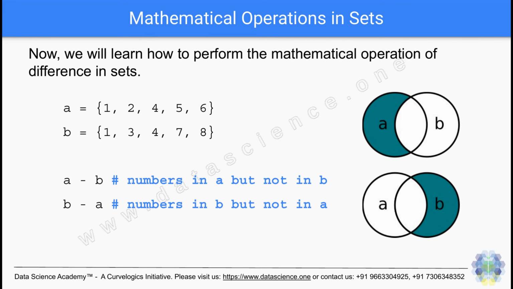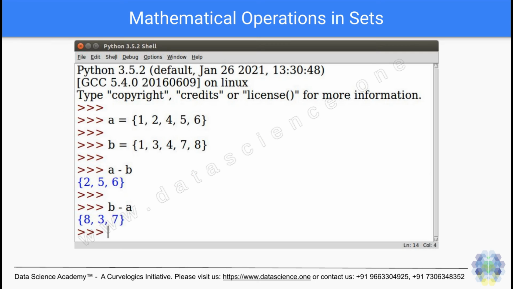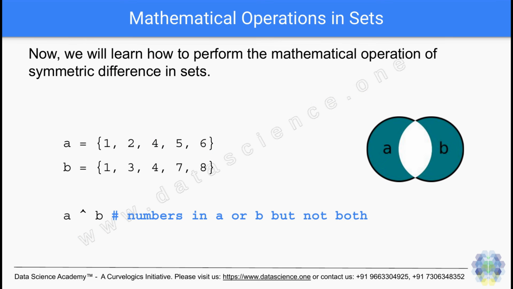Now we will learn how to perform the mathematical operation of difference in sets. To understand the mathematical operation of difference in sets, we will use the same sets, namely A and B. We use A minus B to display elements present only in A, but not B, or the overlapping zone. Similarly, we can use B minus A to display elements present only in B, but not A, or the overlapping zone.